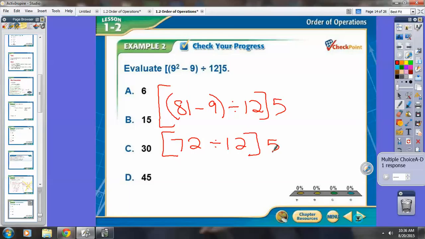Okay. Now we're moving outside the parentheses, but we're still in grouping symbols. And those brackets are grouping symbols. So inside the bracket, let's take 72 divided by 12. 6. When a number like this 5 here is right next to a bracket or a parenthesis, what does that mean? Multiplication. Good. And 6 times 5? 30. 30 is our answer.